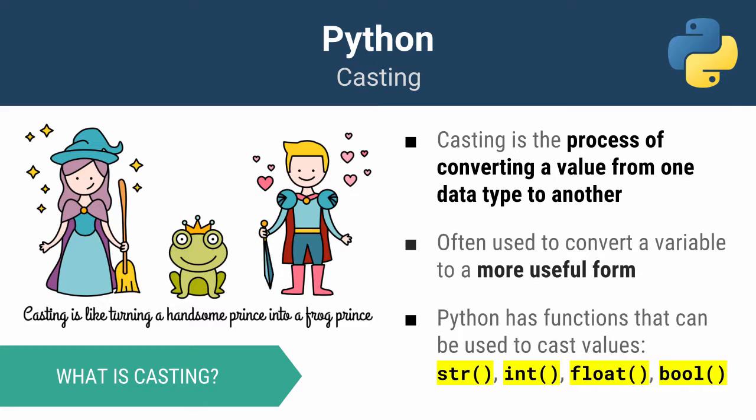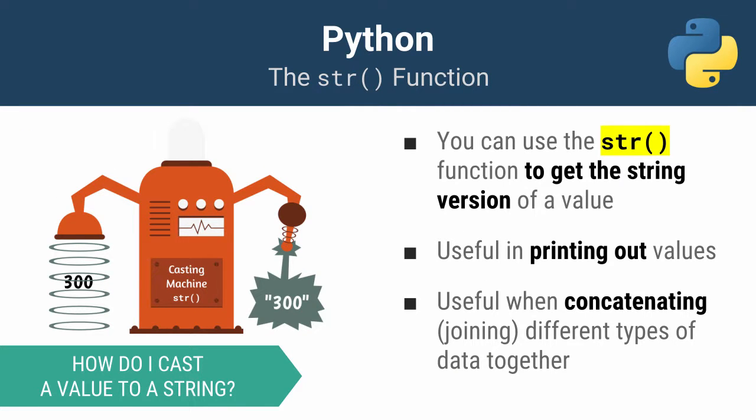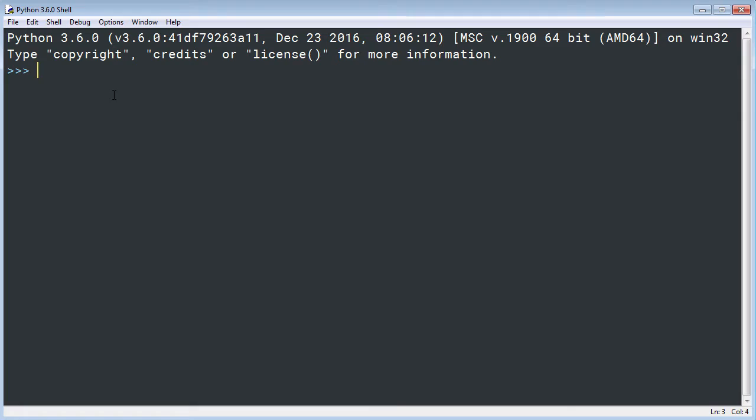Python has functions that you can use to convert from one data type to another. There are 4 that we are going to review. The first function we're going to review is the STR function. The STR function allows you to cast another data type to a string. This is useful when you print out values, especially when you are trying to join or concatenate different types of data together. This is best shown through a demonstration.